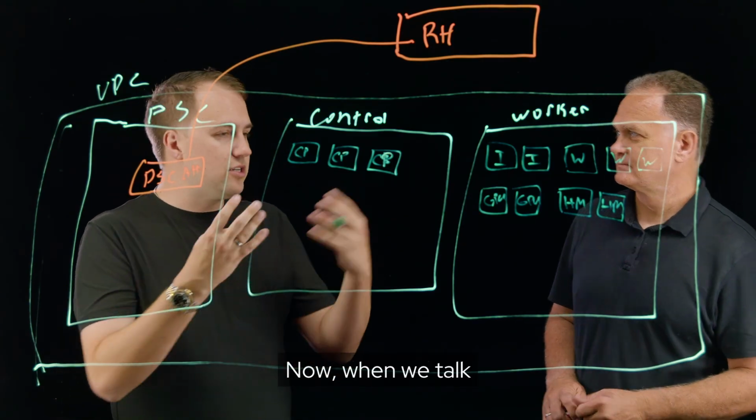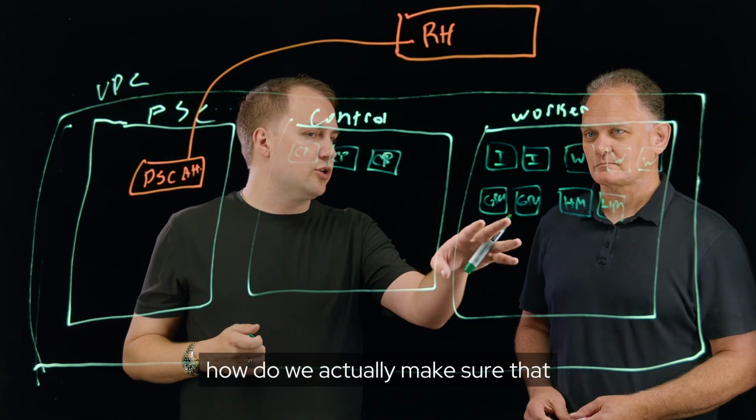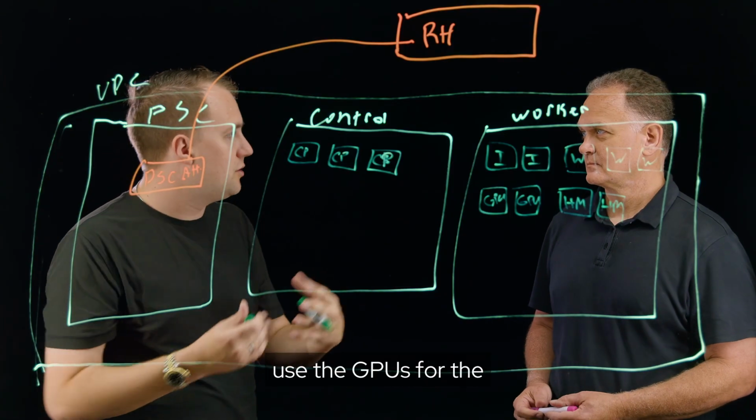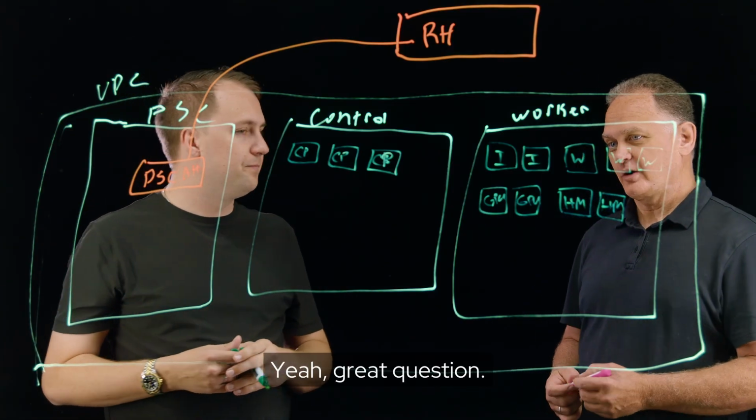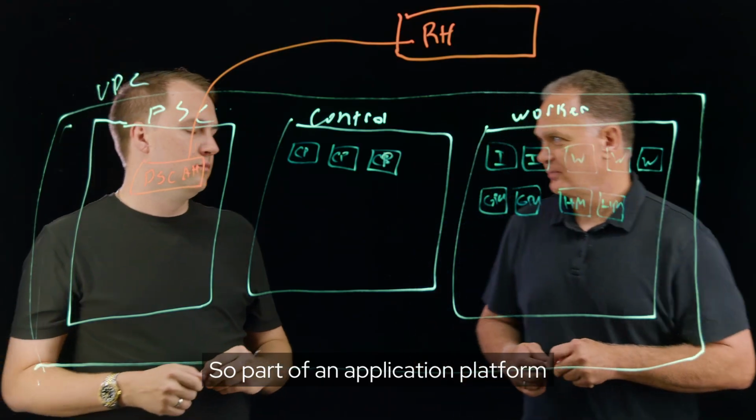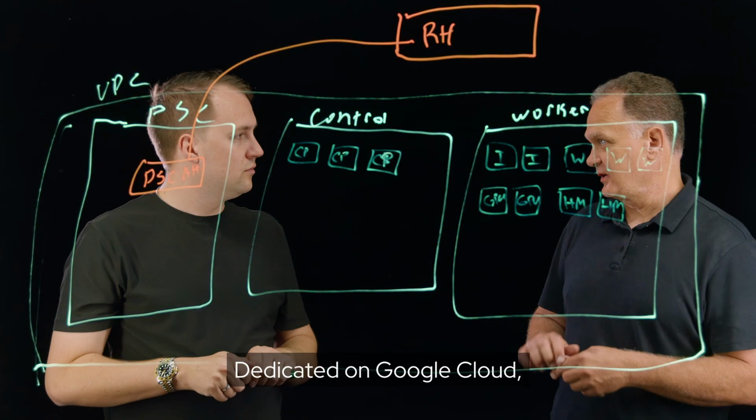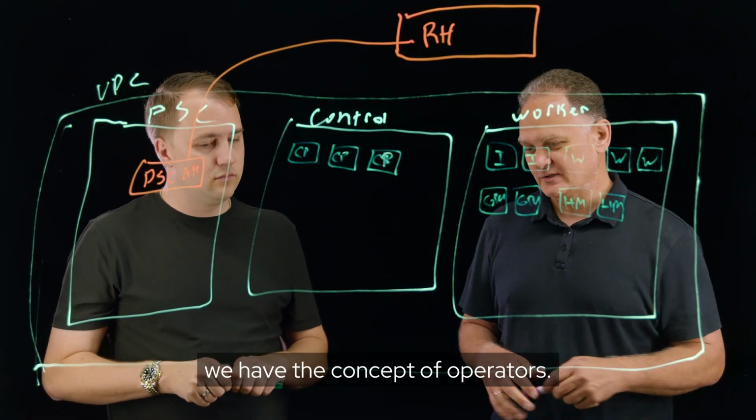Now, when we talk about this though, Kevin, how do we actually make sure that OpenShift Dedicated can use the GPUs for the workloads on the platform? Yeah, great question. So as part of the application platform we have with OpenShift Dedicated on Google Cloud, we have the concept of operators.